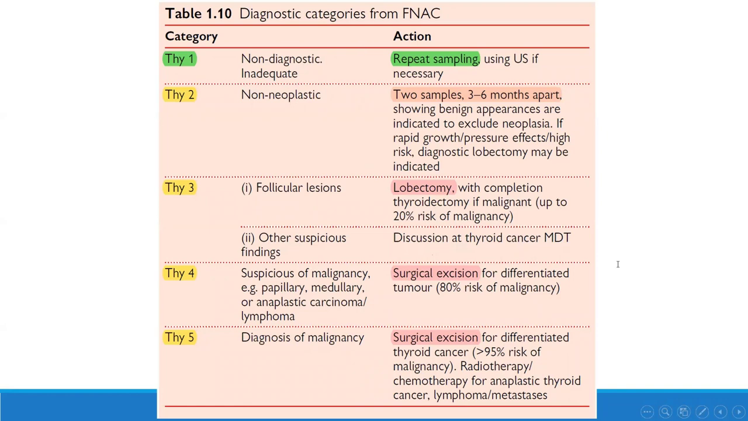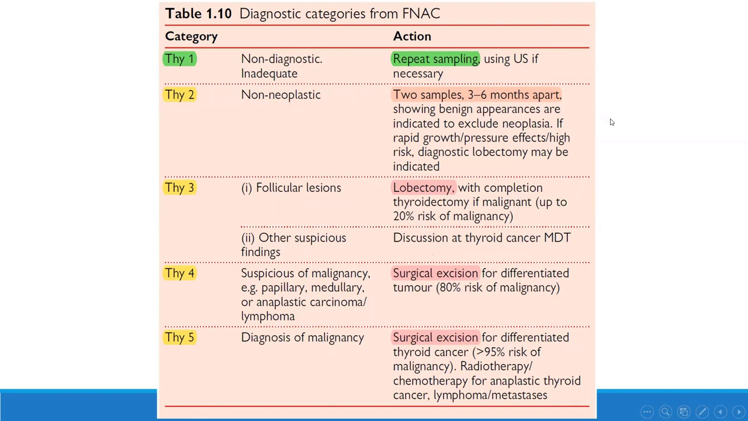Surgical excision does not mean a complete thyroidectomy, actually. Surgical excision means, in most cases, just lobectomy or hemithyroidectomy. But if there is a suspicious feature in another lobe, in this situation, we do complete thyroidectomy. Psi 2, after 3 to 6 months, we repeat Psi 2.